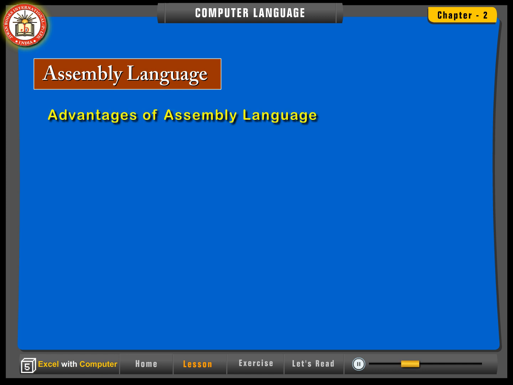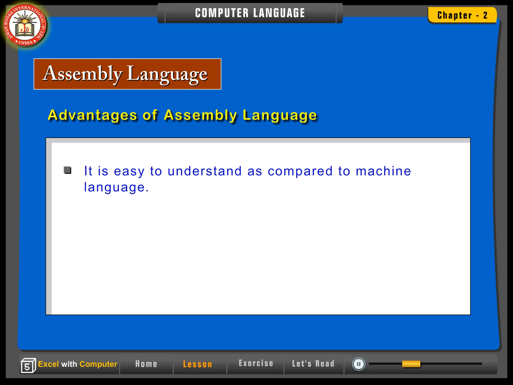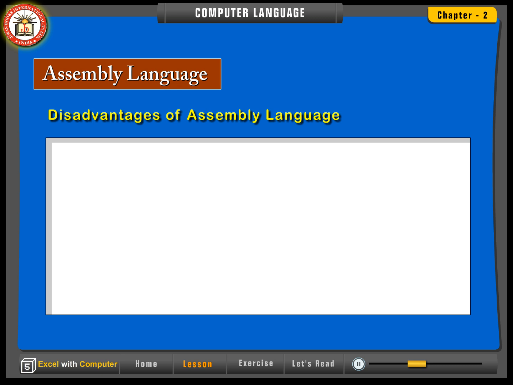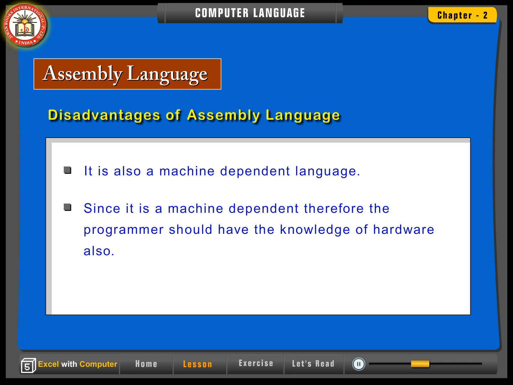Advantages of assembly language. It is easy to understand as compared to machine language. Correction of error is easy. It can be modified easily. Disadvantages of assembly language. It is also a machine-dependent language. Since it is machine-dependent, therefore, the programmer should have the knowledge of hardware also.